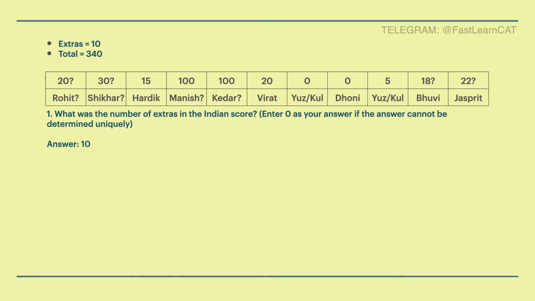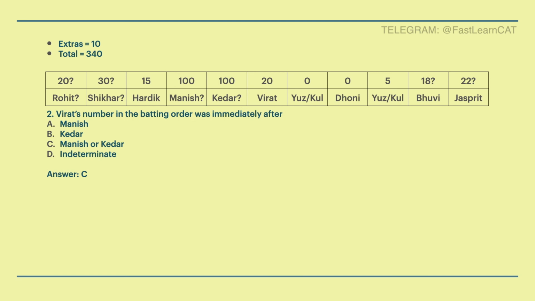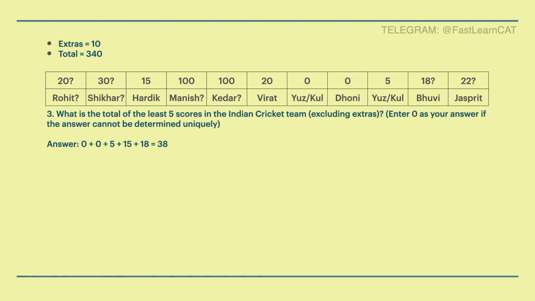The first question is, what was the number of extras in the Indian score? The answer is clearly 10. The second question is, Virat's number in batting order was immediately after whom? So Manish or Kedar? So the correct answer is C. Third question is, what is the total of the least 5 scores in the Indian cricket team excluding extras? So the correct answer will be 0, 0, 5, 15 and 18. So the sum is 38.